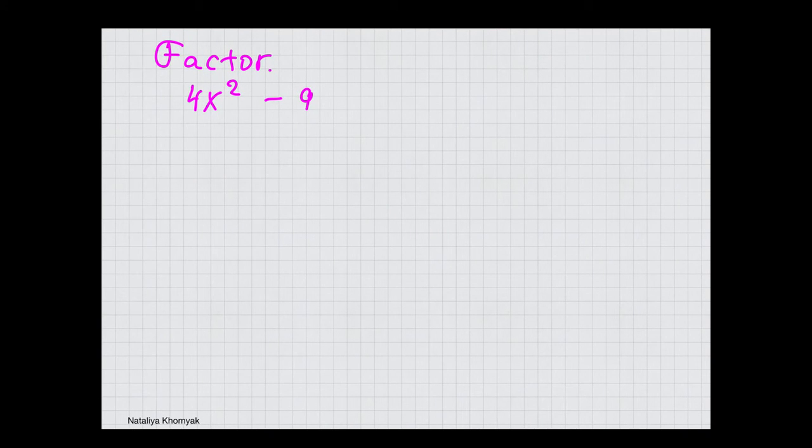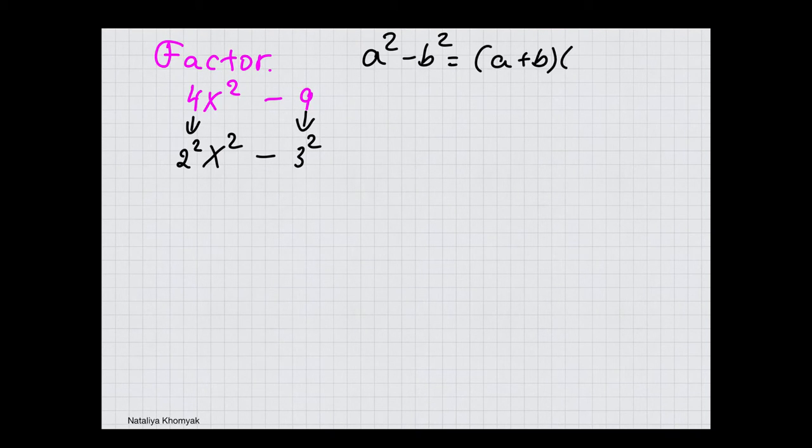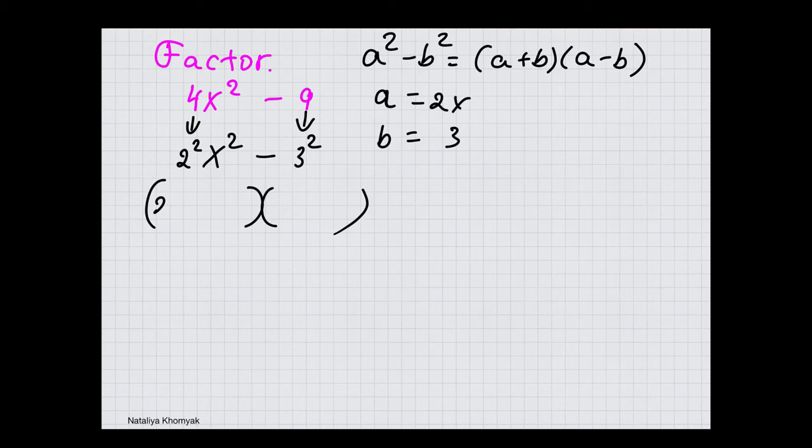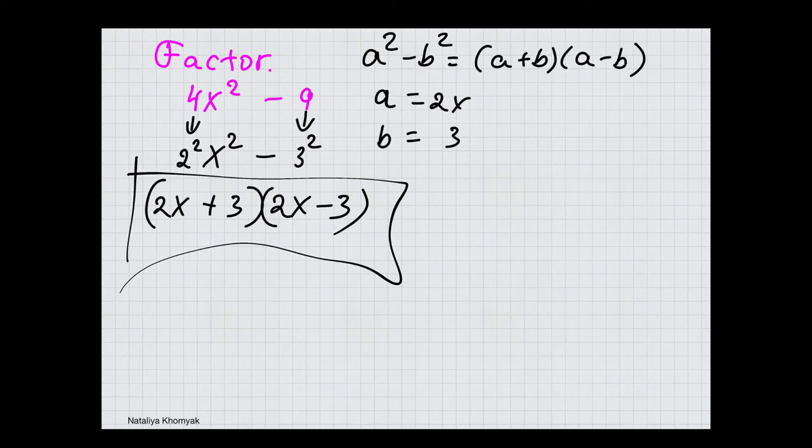Okay, so here we have 4x squared minus 9. This can be written as 2 times 2, minus, this can be written as 3 times 3, which is 3 squared. a squared minus b squared is equal to a plus b, a minus b, so a is 2x, b is 3. So we get 2x plus 3, 2x minus 3. And this is our solution.